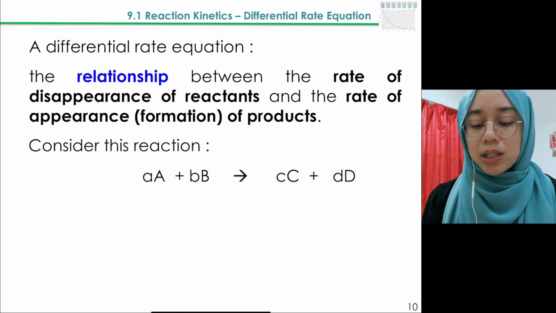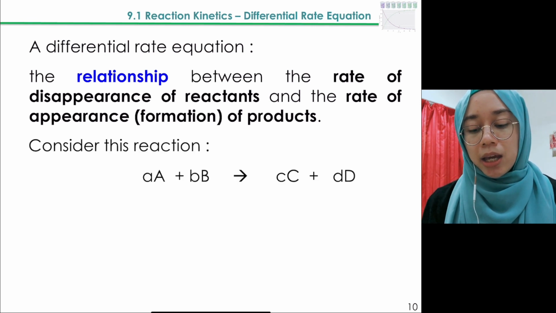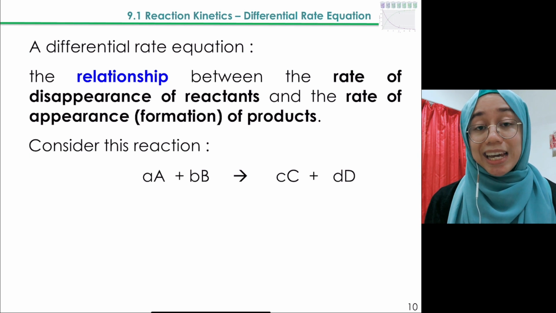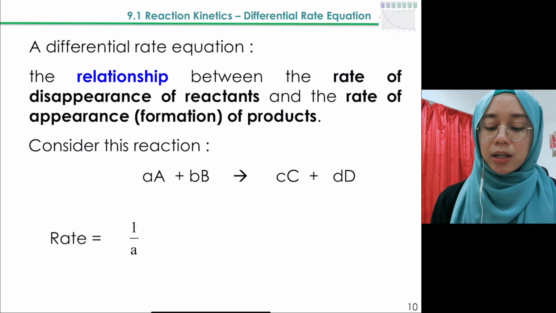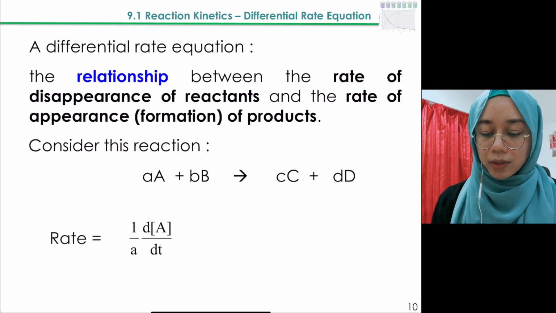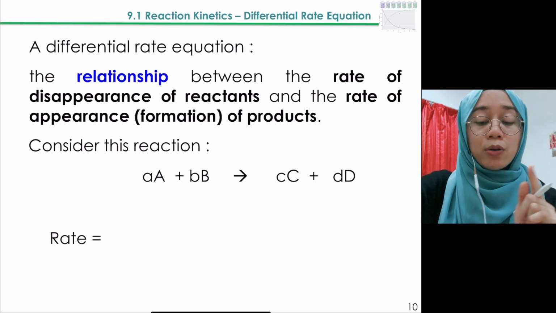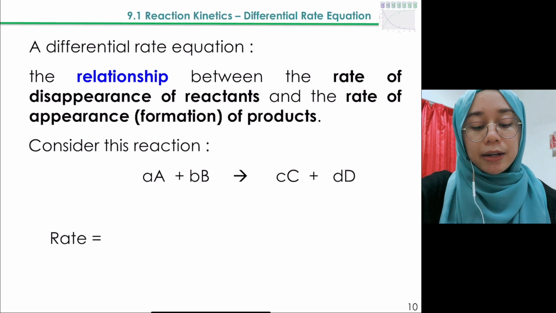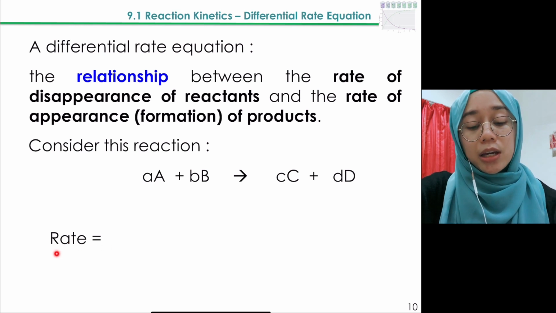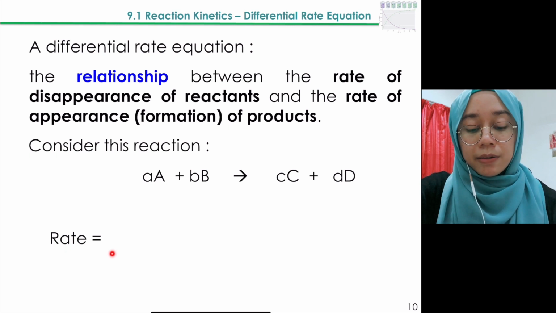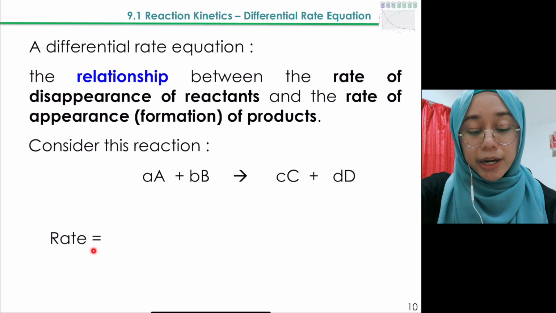Okay, so consider this reaction here. Kita ada A plus B menghasilkan C and D. Okay, therefore, macam Miss tulis lah supaya kamu tahu. Okay, so benda first yang perlu ada dalam differential rate equation adalah perkataan rate ni sendiri. Perkataan rate ni kena ada, jangan hilang. So kena ada, tulis dulu rate equals to.